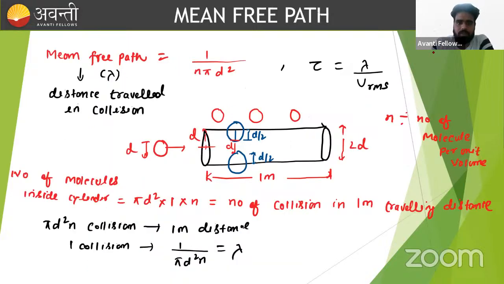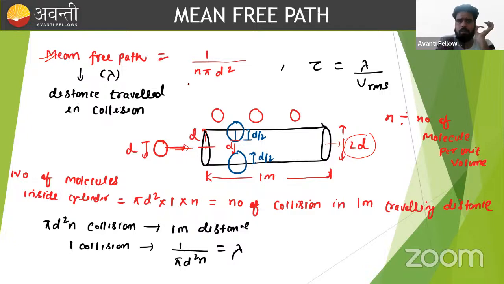Okay. Let's move to the last topic of KTG, beta: what is the mean free path? Suppose one molecule. We consider a hypothetical cylinder having 1 meter length, and we allow a molecule to go inside the cylinder, and the dimension of that cylinder we consider to be 2D. Okay.